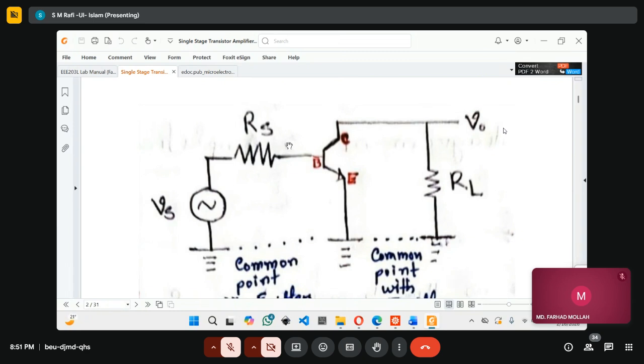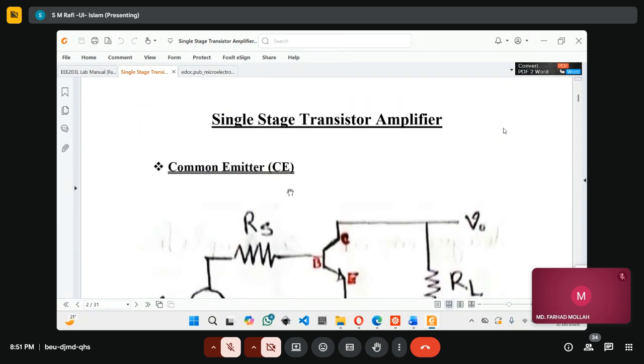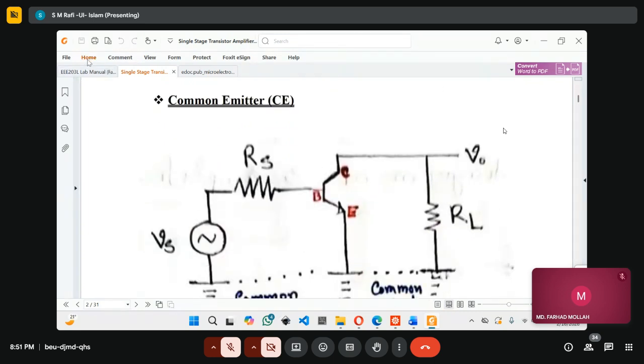So far we discussed the biasing and other things. There are some configurations: since the transistor has three terminals, the collector, emitter, and base, we have multiple options for how we connect the input and how we obtain the output. Depending on that, there might be some permutations or combinations, so there will be multiple configurations for the transistor. One of the widely used configurations is called the common emitter configuration, or CE configuration.